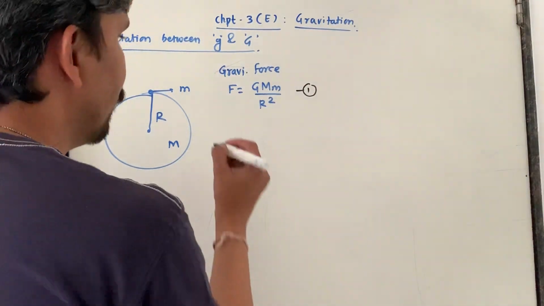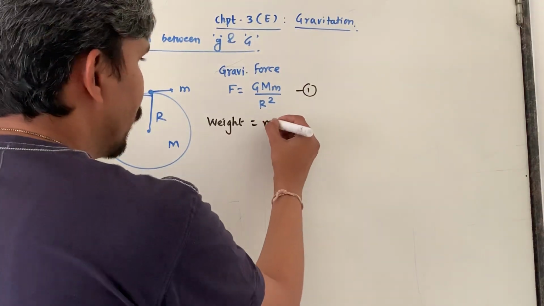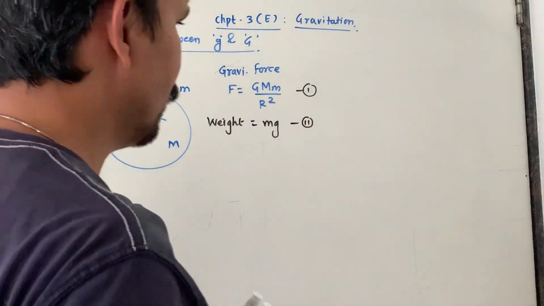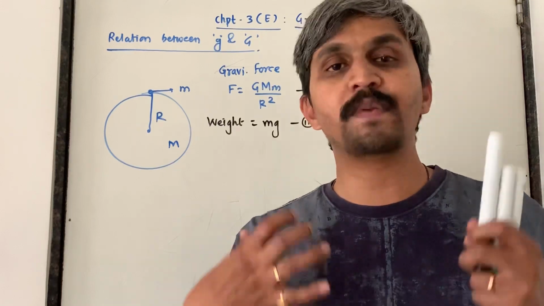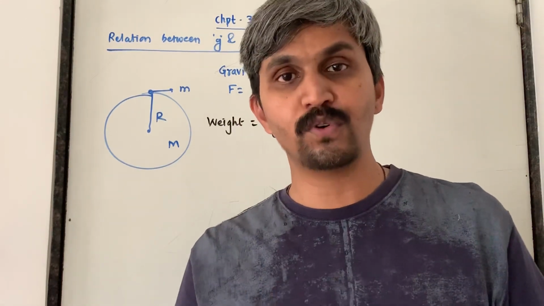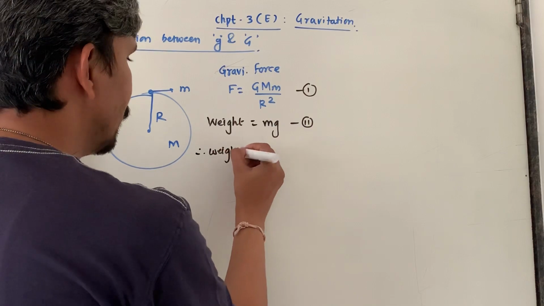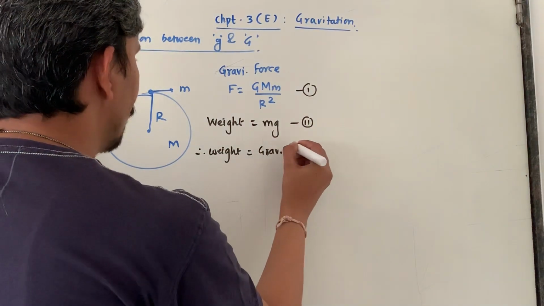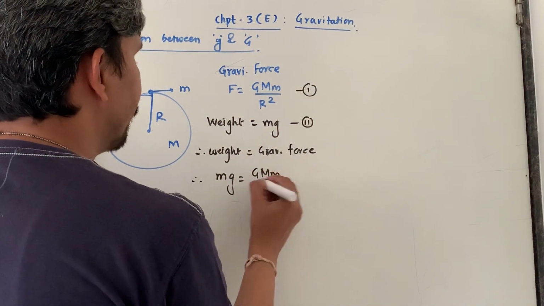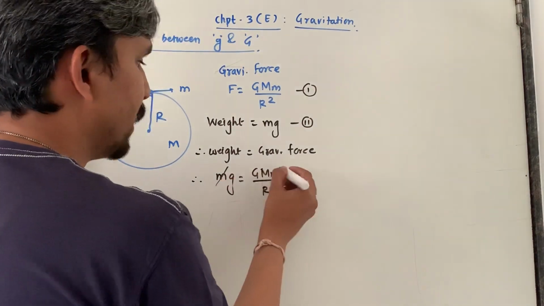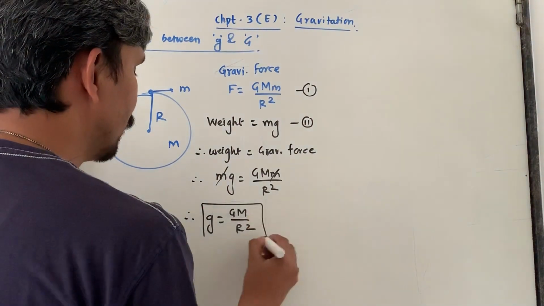Now, what is the weight of a body? See, I am saying what is my weight? It is nothing but the gravitational force, that is equal to m into g. That is equation number 2. Now, we know that my weight is nothing but the gravitational pull or force of Earth on me. So I can write here, therefore, mg is equal to G M m upon R square. So I can cancel this m. So I will get g is equal to G M upon R square.